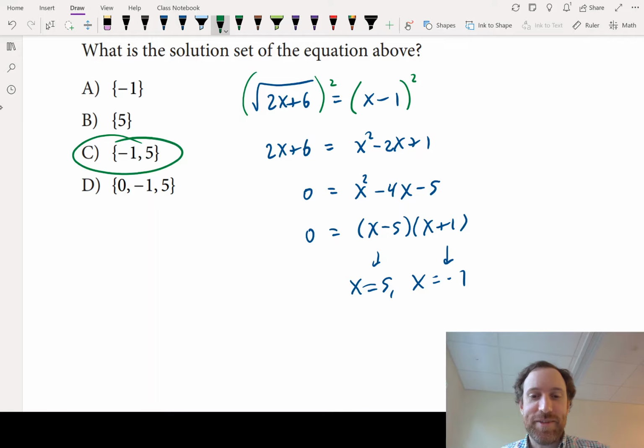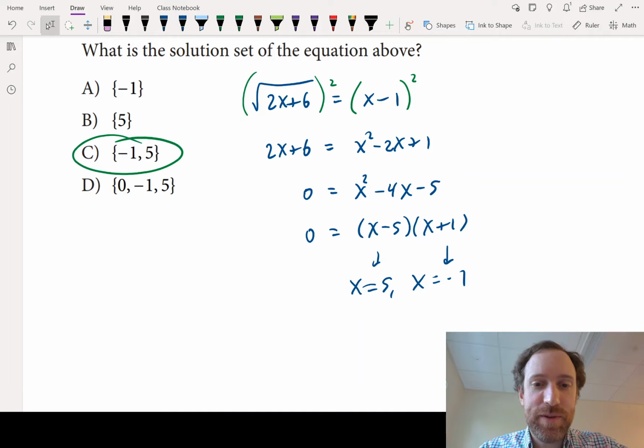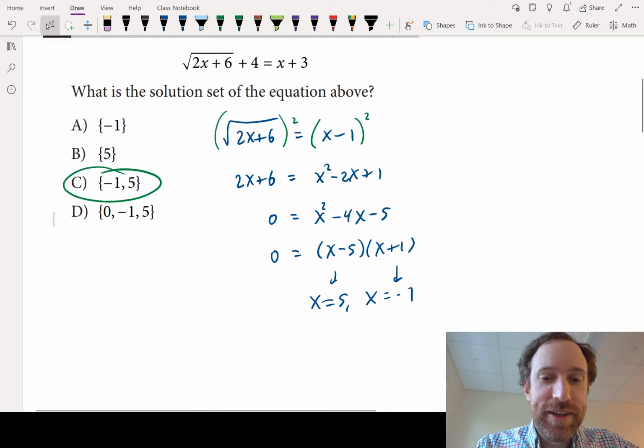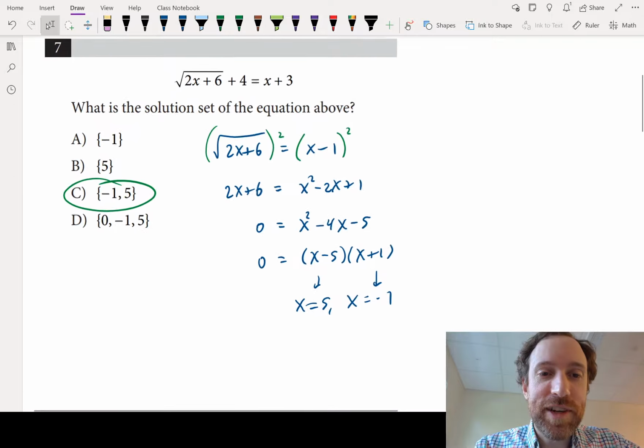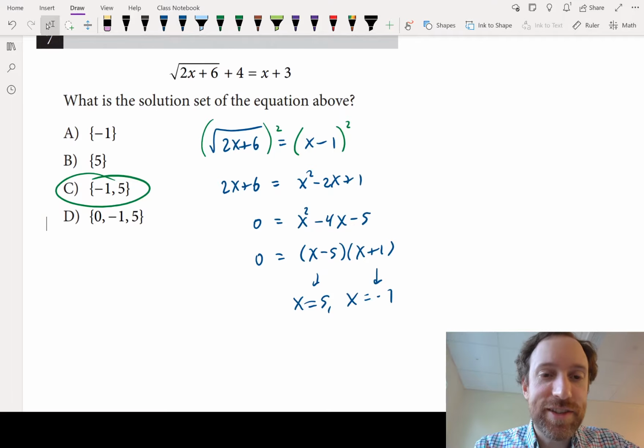However, C is the wrong answer. If you're confused about why C is the wrong answer, take a moment to pause and discuss. See if anyone in the class can explain it. Okay, that's right. One of these solutions is not actually a solution. One of these solutions is an extraneous solution. Radical equations sometimes have extraneous solutions.